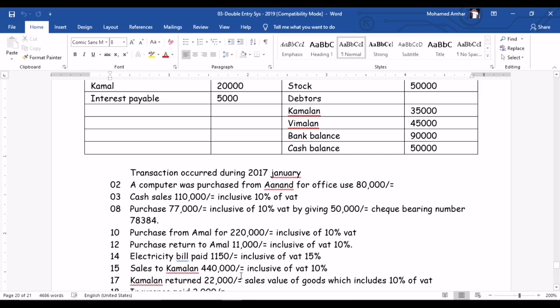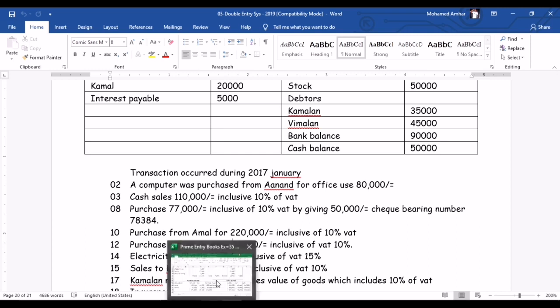Purchase return to Amal 11,000 inclusive of VAT 10%. So if you wanted to find out the VAT 10% is how much, you have to divide this 11,000 by 110 and multiply by 10. Then you can find out the VAT 10% is how much. So VAT 10% is 1,000.